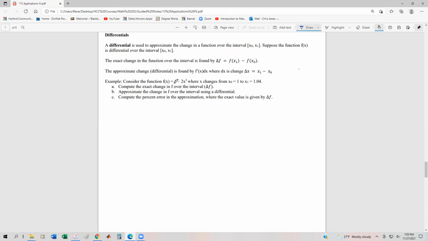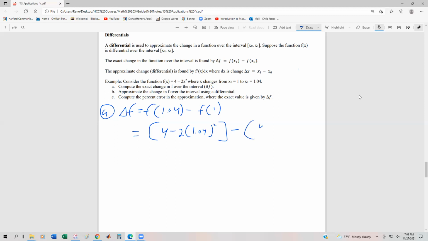We have a basic quadratic function, and we're going to change x from 1 to 1.04, compute the exact change, then compute the change using a differential, and find the percent error. The first part's easy. Delta f is f at 1.04 minus f at 1, which is 4 minus 2 times 1.04 squared, minus 4 minus 2 times 1 squared. The 4s go away, leaving negative 2 times 1.04 squared plus 2.